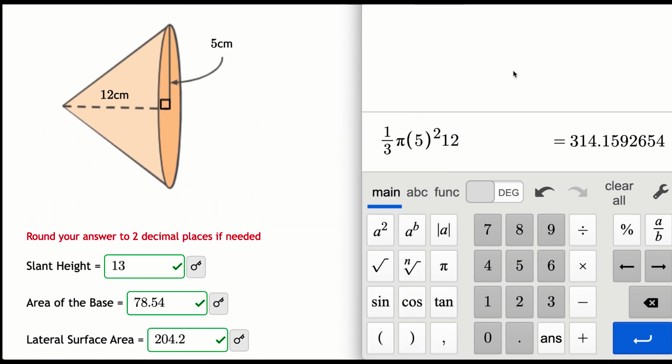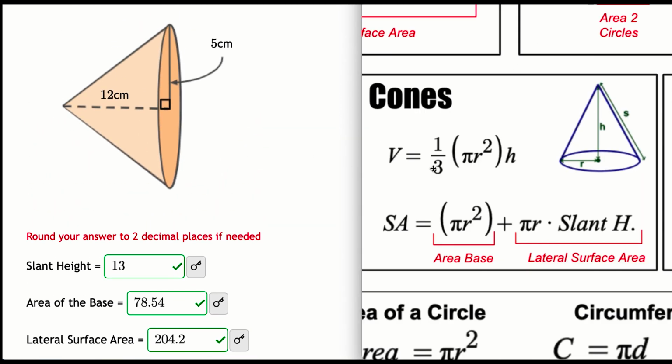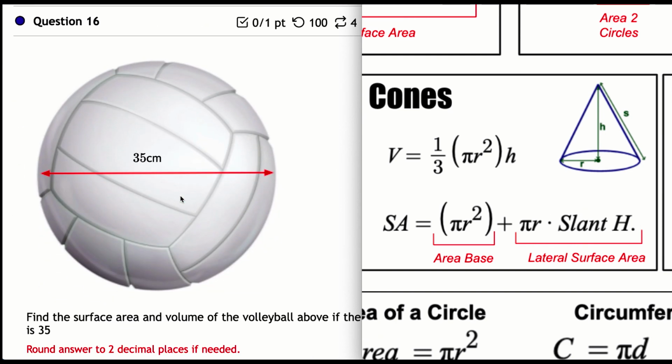All right, now you've used the formulas for cones. Again, 1/3 pi r squared times the height. And then for surface area, the question was broken down into 2 parts, which you eventually added together to get your surface area. All right, we're coming down the final stretch here.